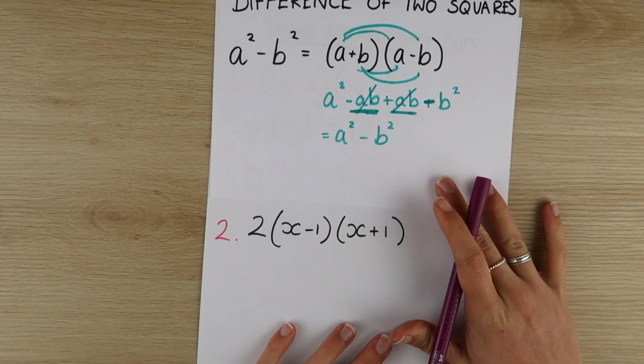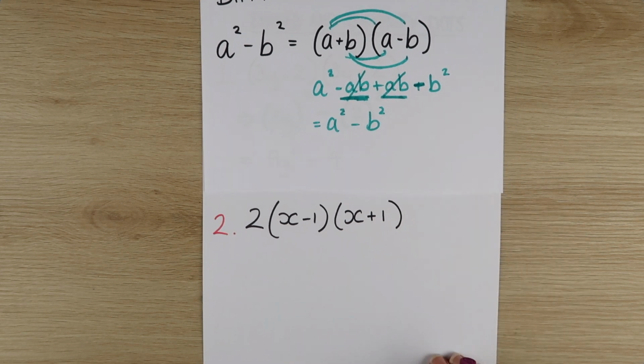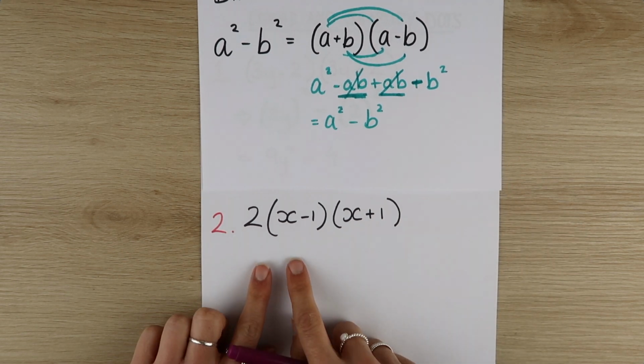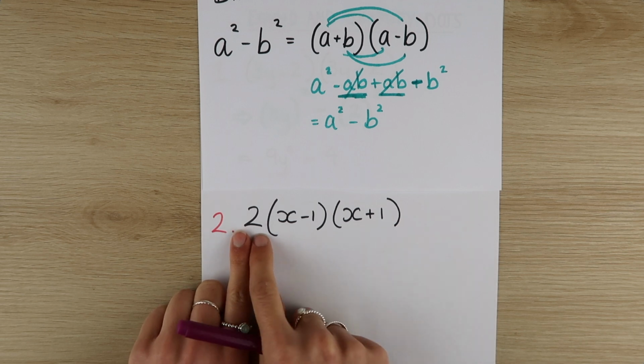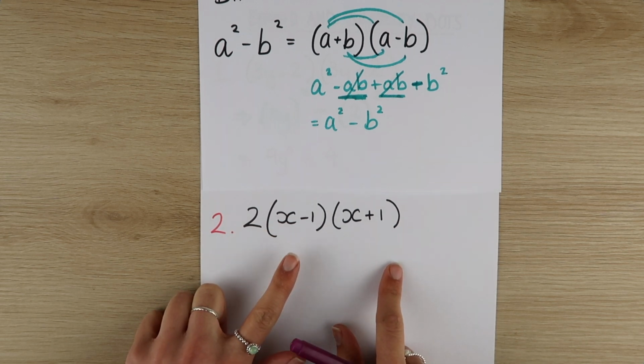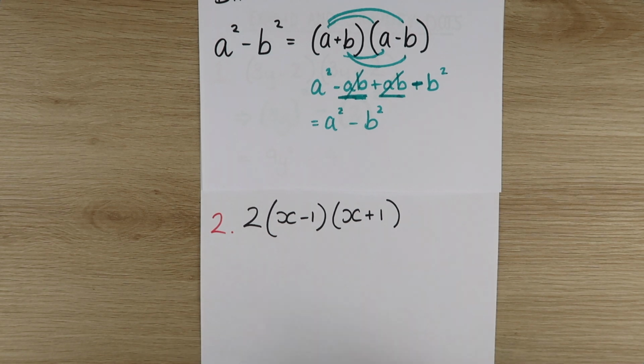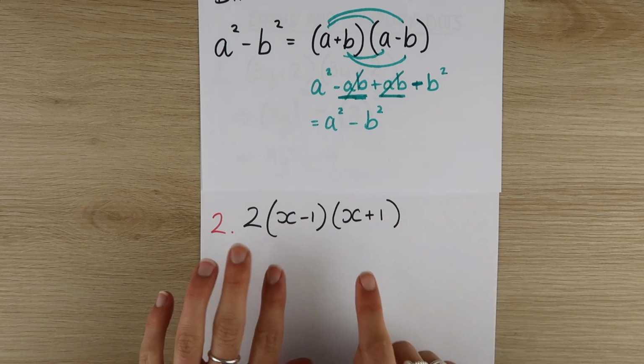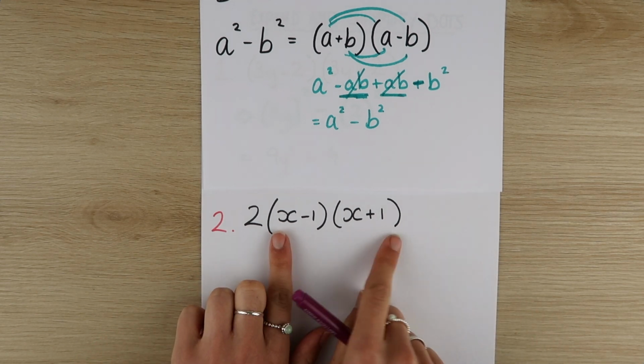Let's work on this one. Second example. This one is different because it's got a value out the front of our brackets. Now just like we've seen in previous videos, when we're expanding and there's something at the front, we leave it till the end to apply it. So I'm going to first worry about what's in here.